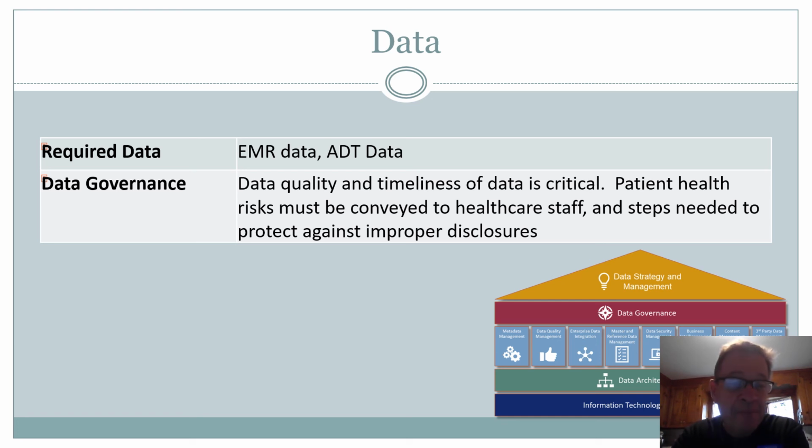In terms of data governance, the data quality and timeliness of the data is of course critical. Your ability to create effective risk scores and be able to act on those risk scores is very critical. And the health risks have to get to the healthcare staff with the steps needed to be able to protect against improper disclosures. So there are certainly issues around patient privacy and around patient access here.